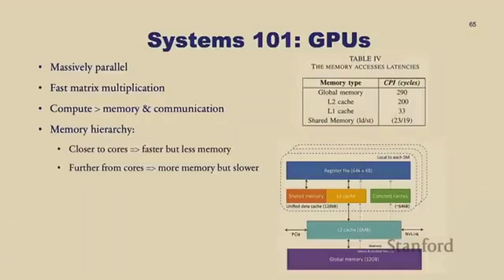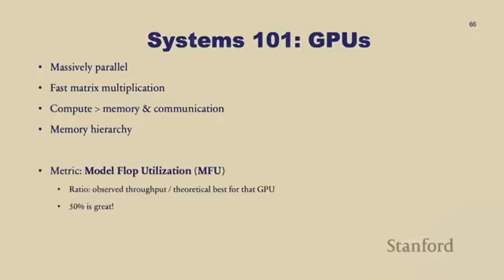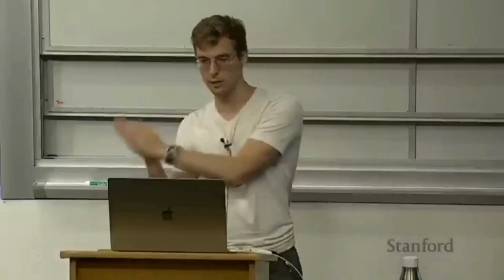Another thing to know about GPUs is that there's a memory hierarchy. This is the same with CPUs, but basically the closer you are to your cores, the less memory there is, but the faster things run. If you're further away, there's more memory, but it's slower. I told you about the issue of communication. The metric that people usually look at is model flop utilization. That is the observed throughput divided by the theoretical maximum number of flops per second that a GPU could use. In general, if you reach 50%, you're very happy. For example, Llama at Facebook was at 45% or something like this.